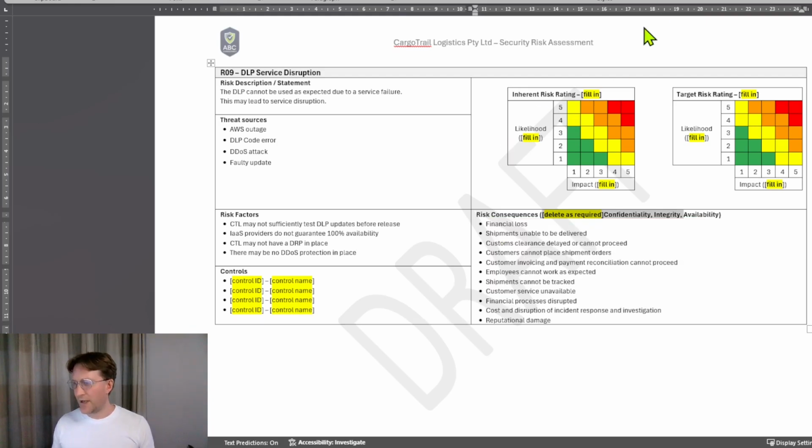Consequences: we know that we are just dealing with availability, as we discussed earlier. So if the system's unavailable, we can have financial loss because this system is core to CTL making money. If the system's not available, then we have all these other functions that are not working because they depend on the DLP to work properly. Employees can't work. We can't track shipments. Customer service cannot be done. Financial processes are disrupted. And then across all the incidents, we've always got the costs and disruption of incident response and investigation. Plus, because we can't service customers, we then have reputational damage as well.